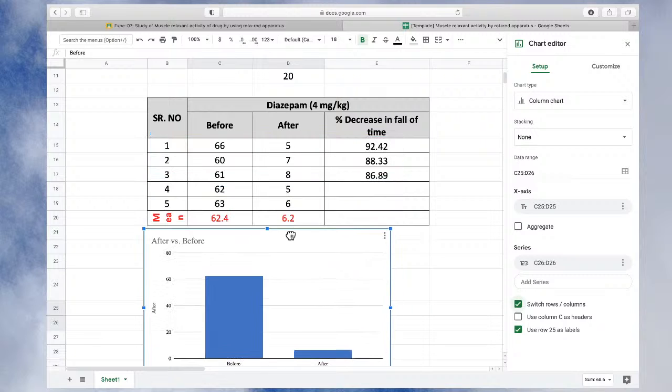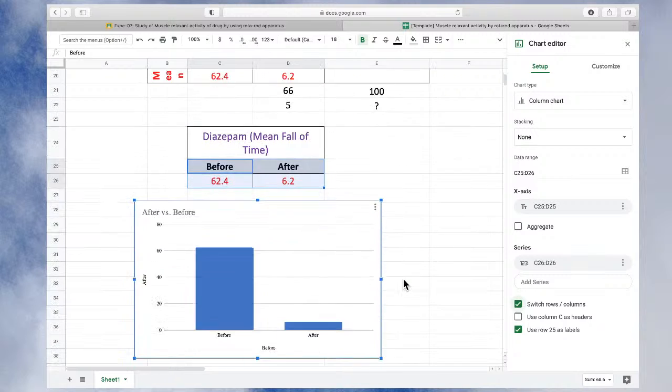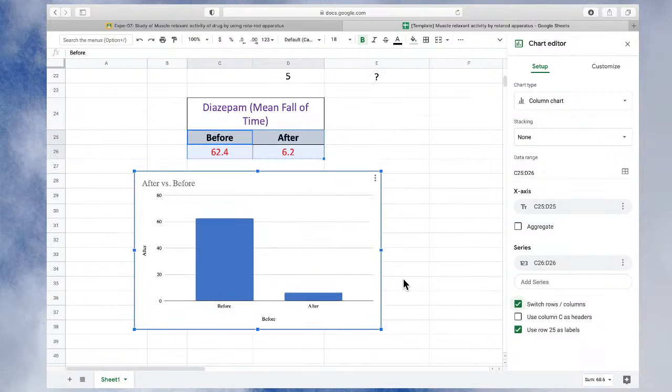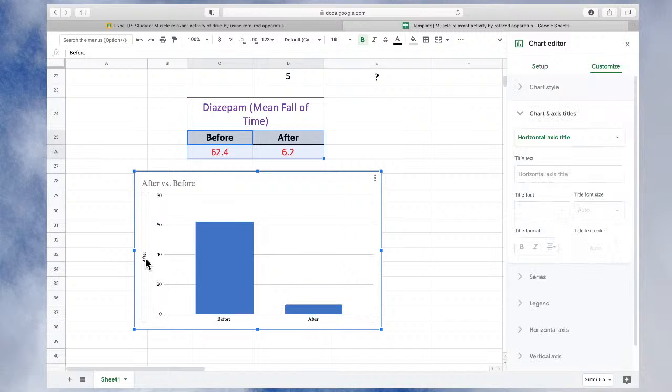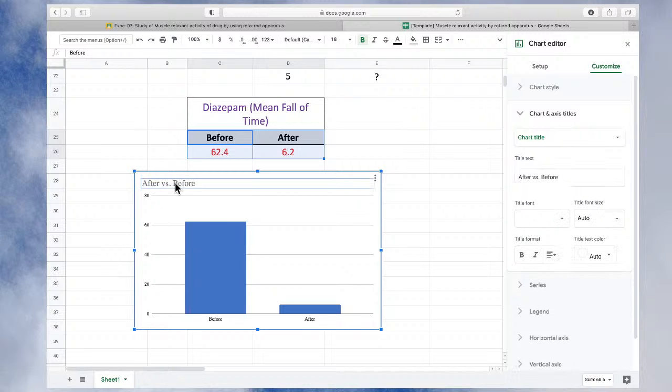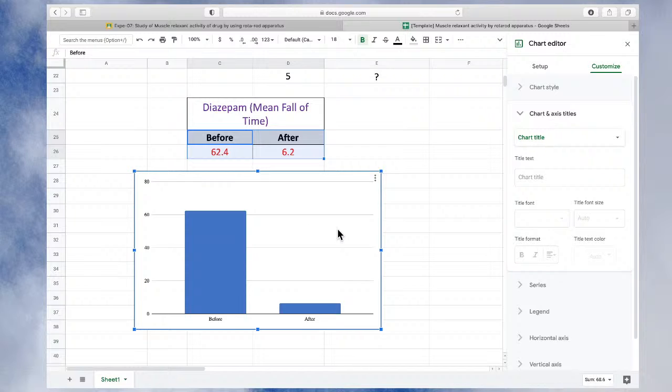I'm just dragging it so that I can show you the further additions that we need to do, right? So now this is the graph which shows the readings for after and before. I am removing this axis. I am also removing this vertical axis, okay? And I am also removing the title of the graph. I will be giving my own title. Now let's see how to give the title.